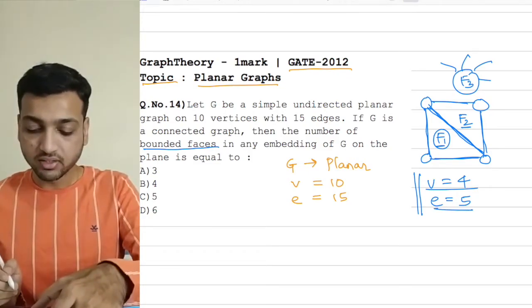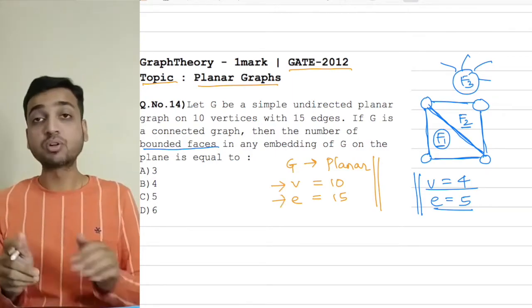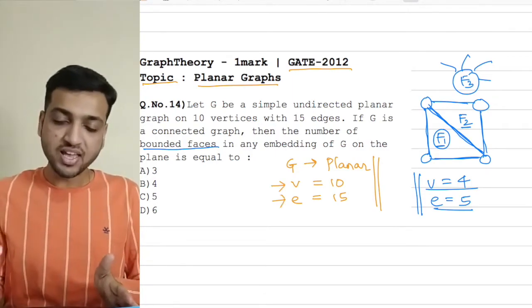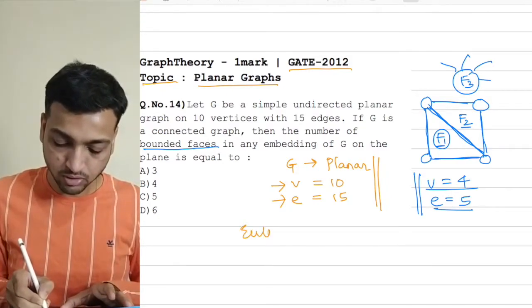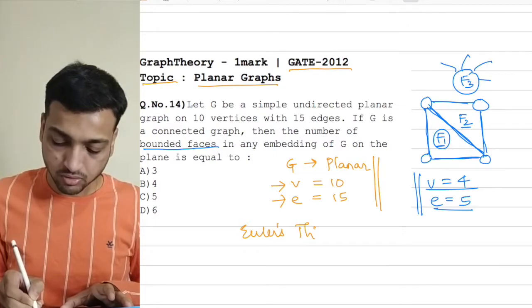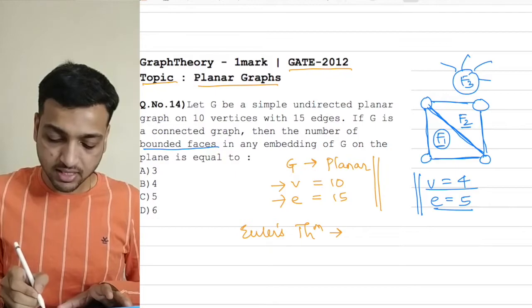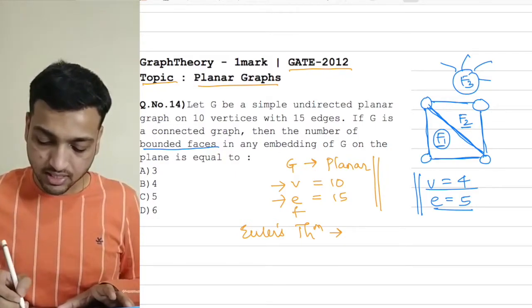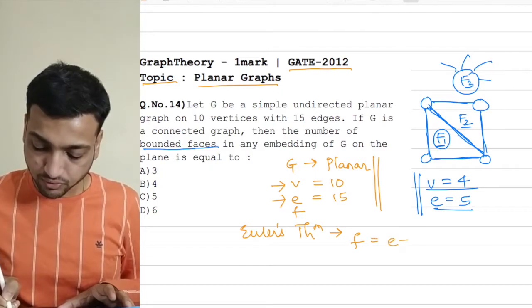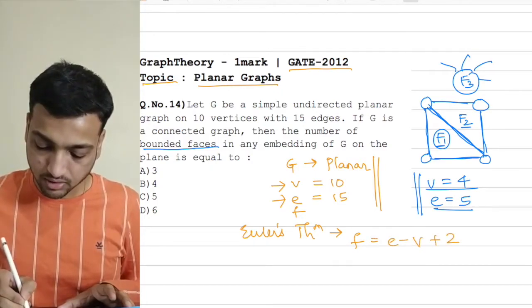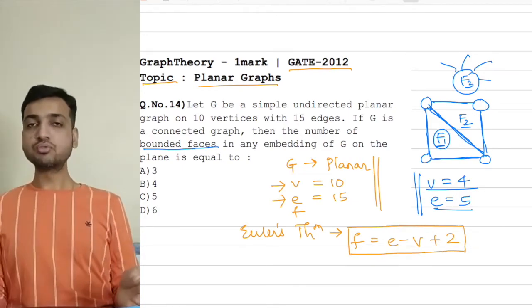Now they're saying if we are given this graph with 10 vertices and 15 edges, then what is the number of bounded faces? So we have Euler's theorem for planar graphs. Let me write it down here. Euler's theorem. It gives us an interesting relationship between the number of vertices, edges, and the number of faces. It says that faces is equal to E minus V plus 2. This is a simple mathematical relation between them.